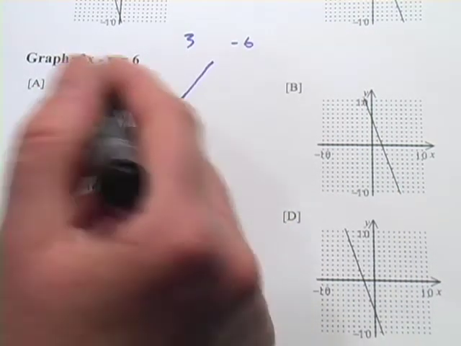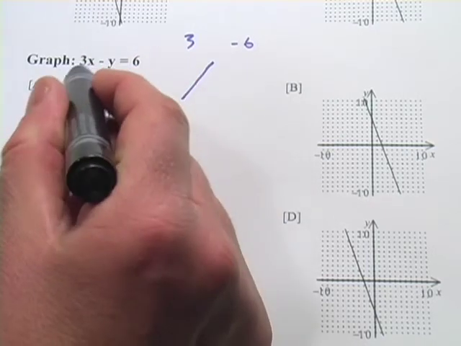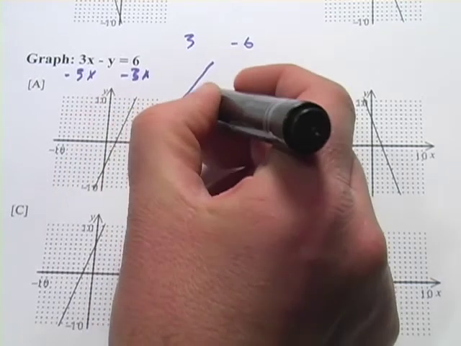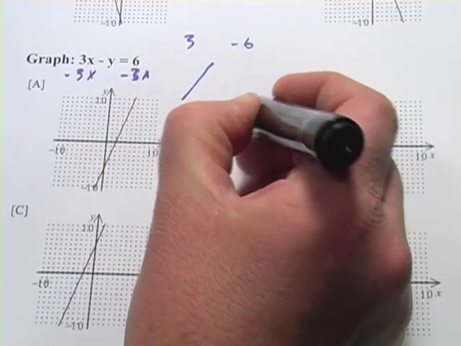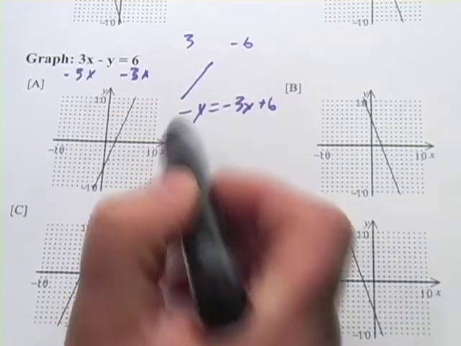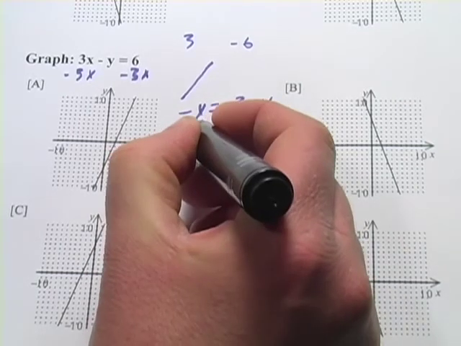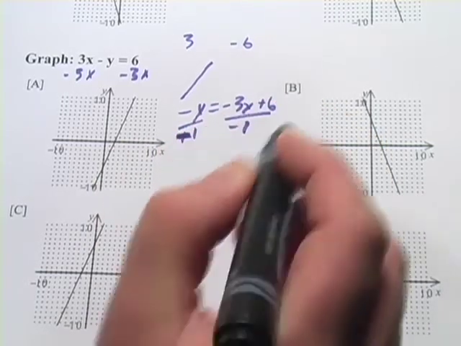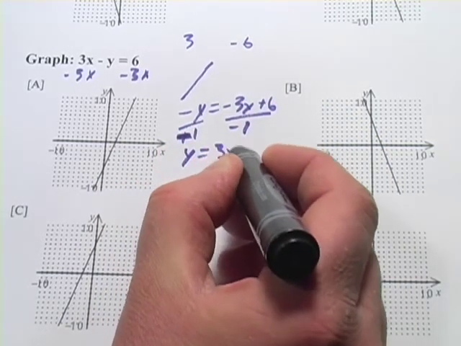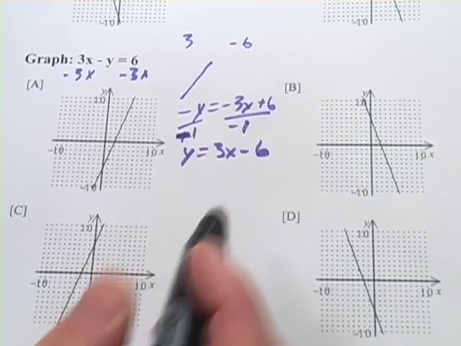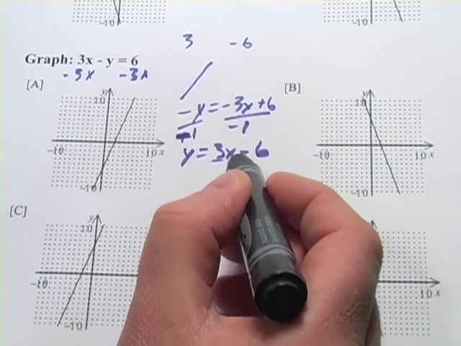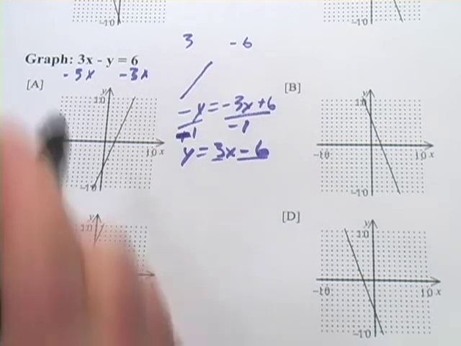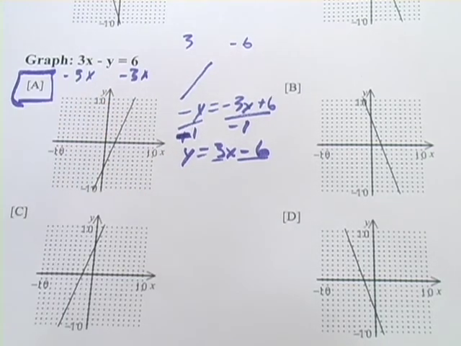The other way to do that is just simply rearrange the equation. So I would start by subtracting 3x from both sides. I would get negative y equals negative 3x plus 6. And then because I've got a negative in front of the y, I would divide everything by negative 1. Just change all the signs. y equals 3x minus 6 amounts to the same thing. Slope of positive 3, y-intercept of negative 6. And let's see, what have we got here? Looks like A is going to be our correct answer there.